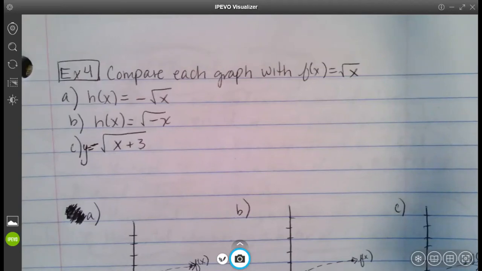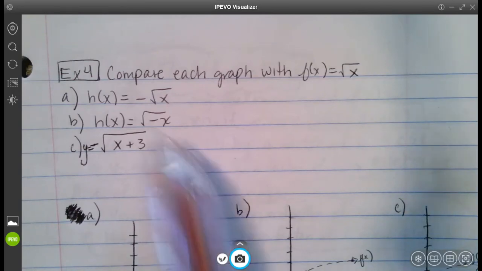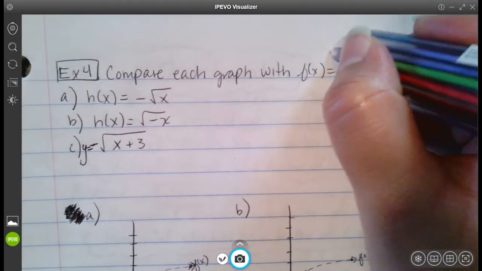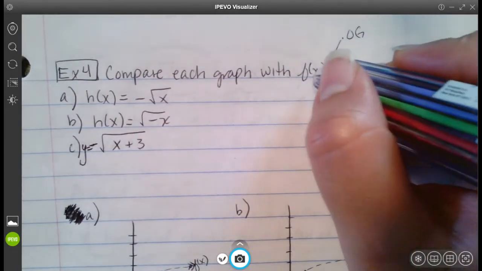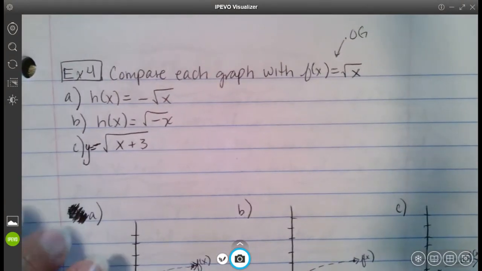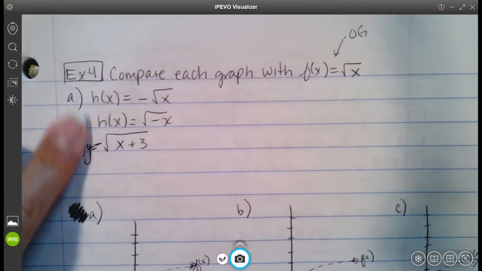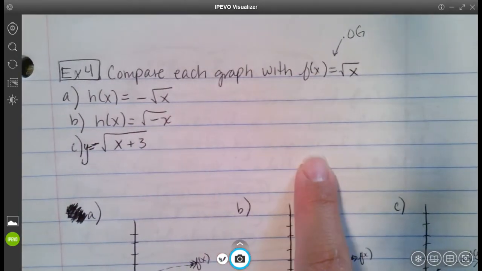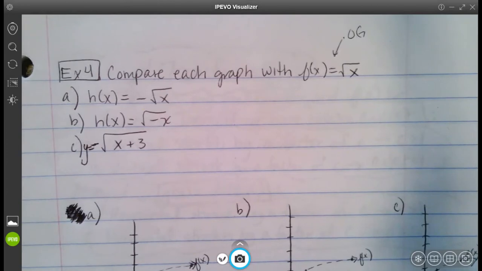All right, so in this example, we're going to go ahead and use a different graph, the square root of x, just to kind of change things up a bit. We have to compare each graph with f of x. So in this case, our OG, remember OG is our original graph, is going to be f of x equals square root of x. We have three different functions. What I'm going to do is define here on the side what the transformations are, and then we'll go ahead and graph them, okay?